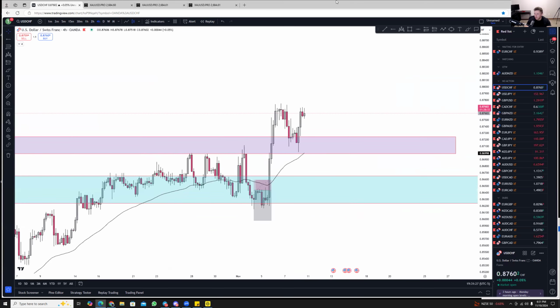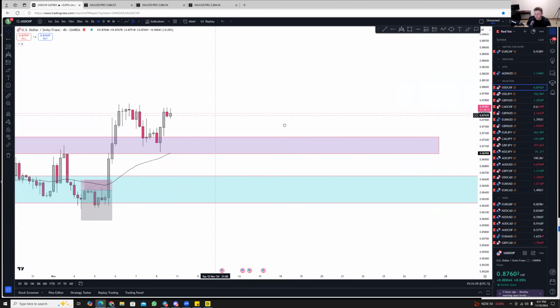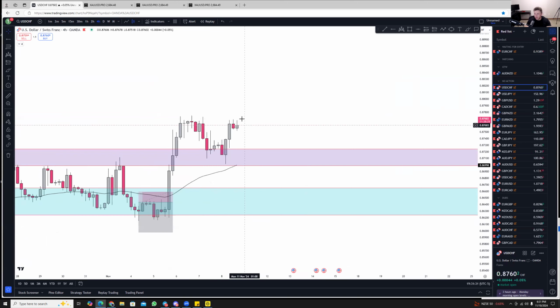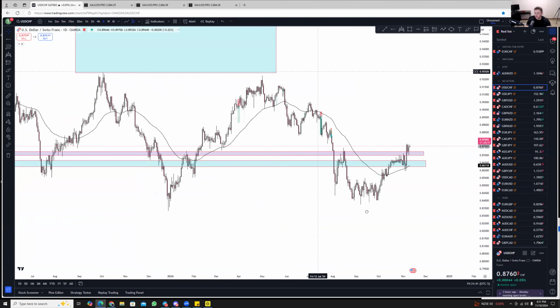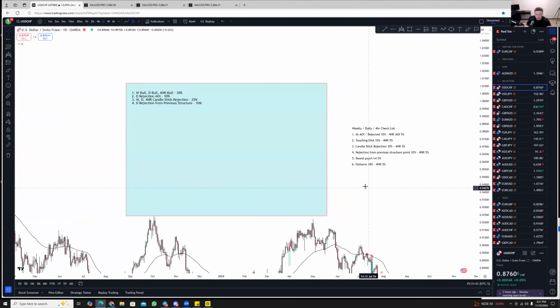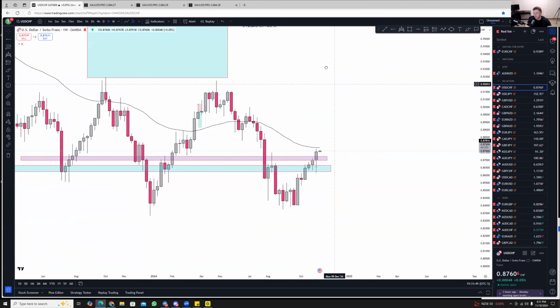Well, you can zoom in a little bit better. Remember, here's your head. Here's your first turn. Here's a second turn. There is no rejection from that previous structure point on the 4-hour. So let's go to the next, round psychological level. That one's pretty easy. We'll just do it on our weekly chart here.